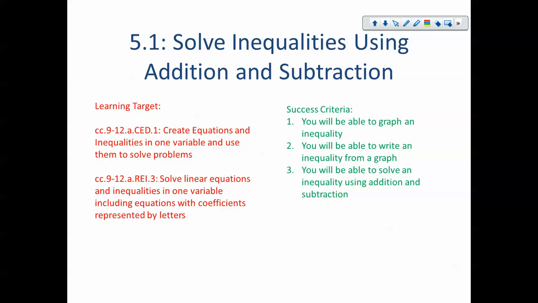Hello everyone and welcome. This is chapter 5.1. We are teaching from the algebra book in Holt McDougall. We are talking today about solving inequalities using addition and subtraction.